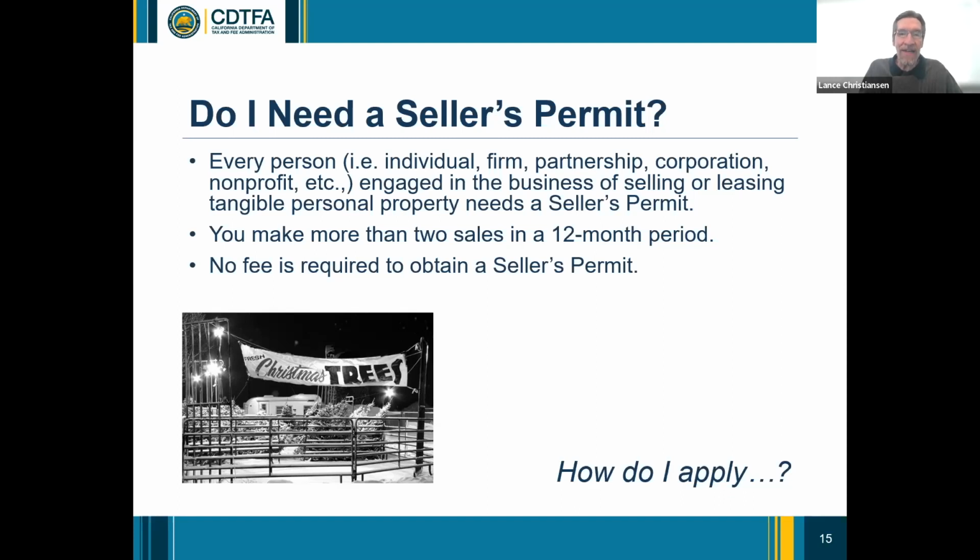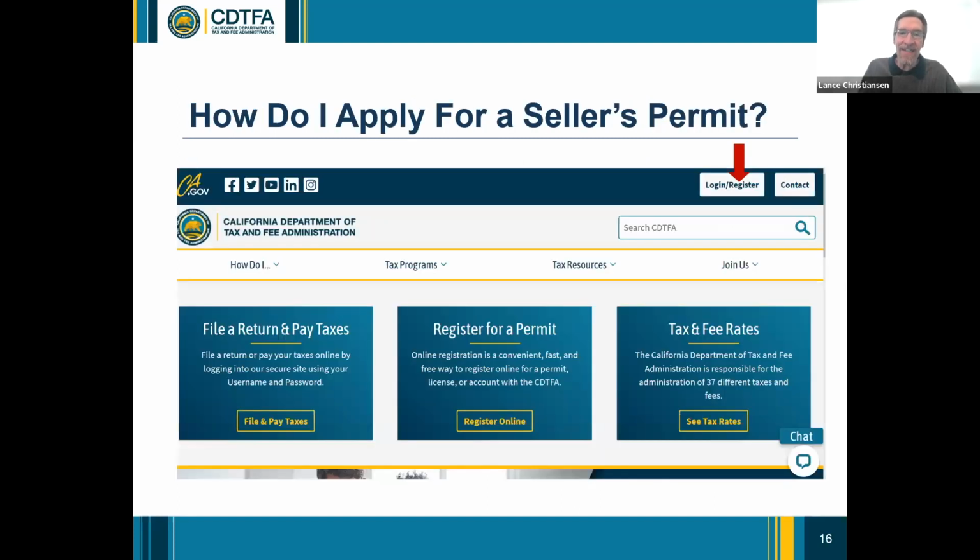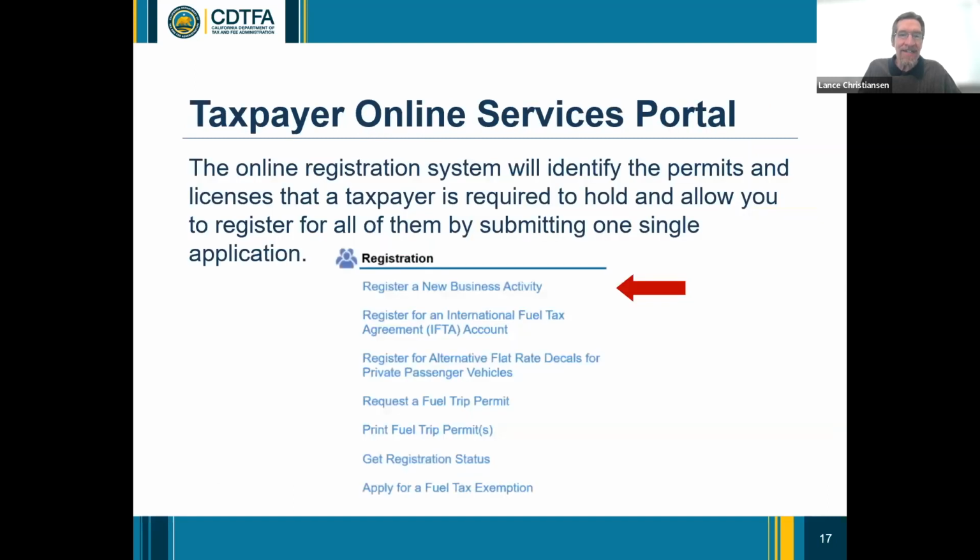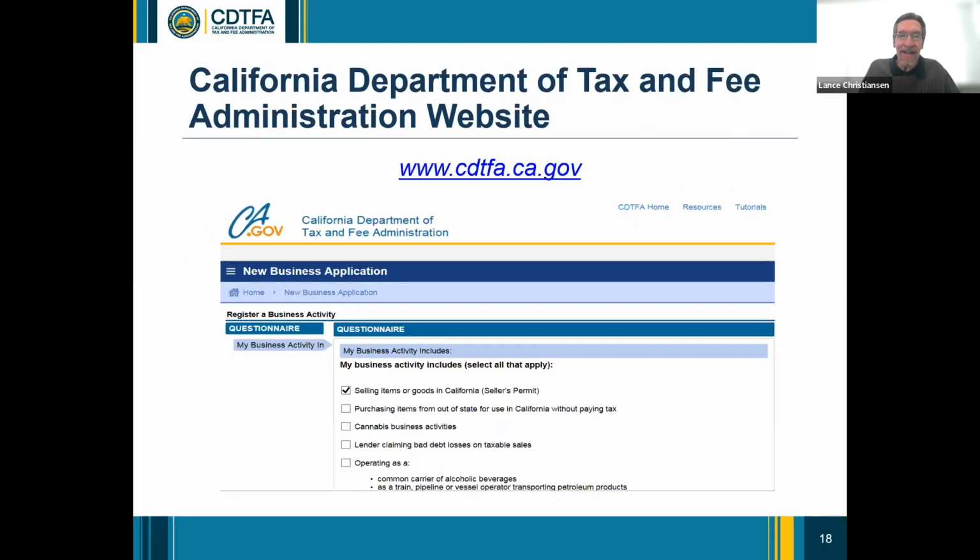So how do you go about getting a seller's permit from the CDTFA? Pretty easy. Here's the front of our website again, cdtfa.ca.gov. Right there at the top, you would just click on log in and register. That's going to take you to this page, and you're going to register a new business activity. We'll also be asking you, by the way, to create a username and password, just like you've done on lots of other websites.